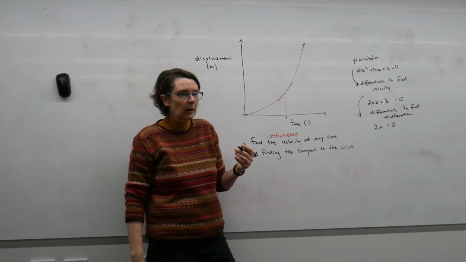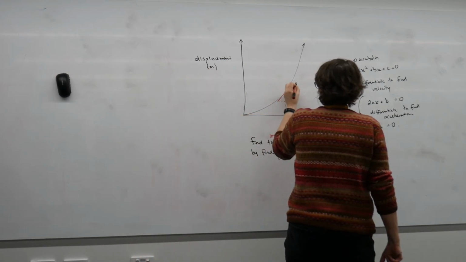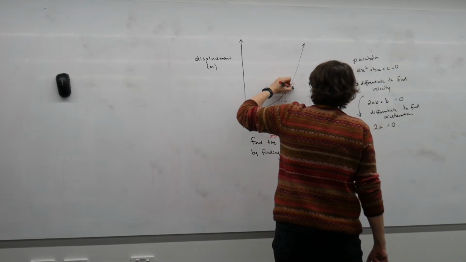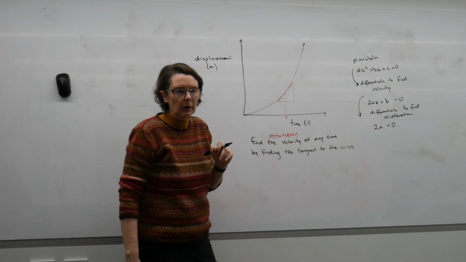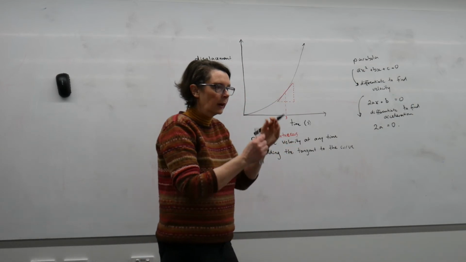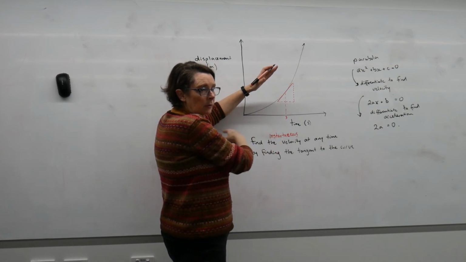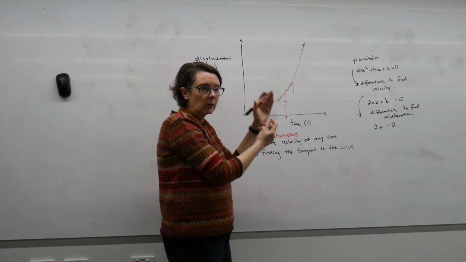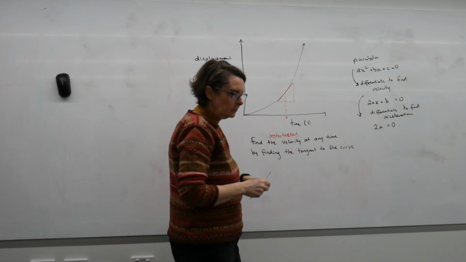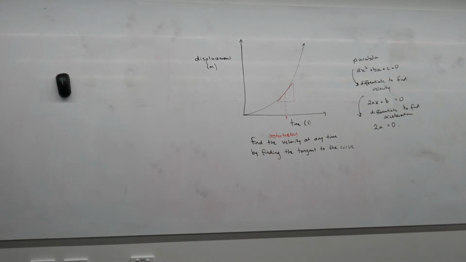Okay, so remember that for a displacement time graph where it had a constant velocity, we were finding the gradient of that to find the velocity. This is the same. It's just that it's constantly changing. And so we use this to find the instantaneous velocity.